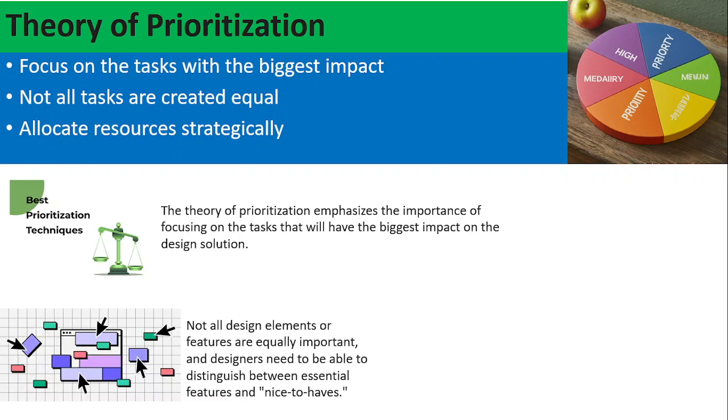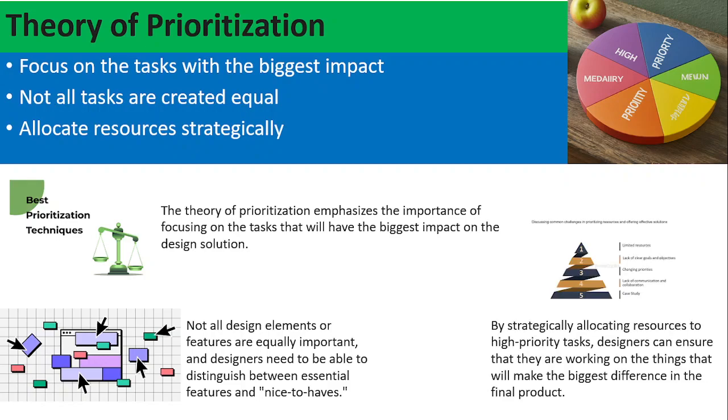So next, not all tasks are created equal. Not all design elements or features are equally important. Five fingers are not the same. Every aspect has different applications. So designers need to be able to distinguish between essential features and nice-to-have features. By strategically allocating resources to high priority tasks first, designers can ensure that they are working on the things that will make the biggest difference in the final product.